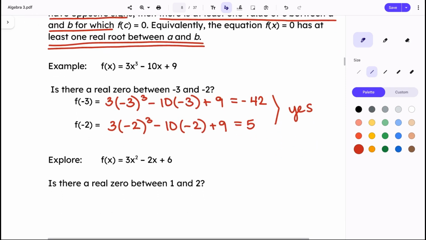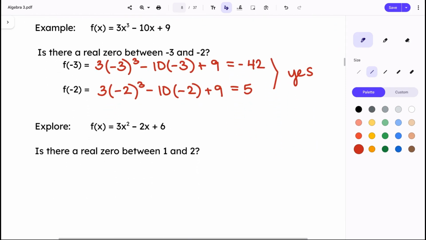Okay, so why don't you guys try the next one? This is your function. You're trying to see if there's a root between 1 and 2. If there's a sign change between the numbers, that means as the graph is traveling along your y-axis, it crossed the x.